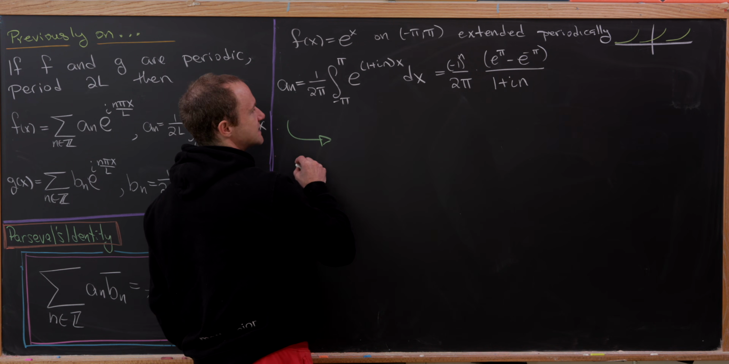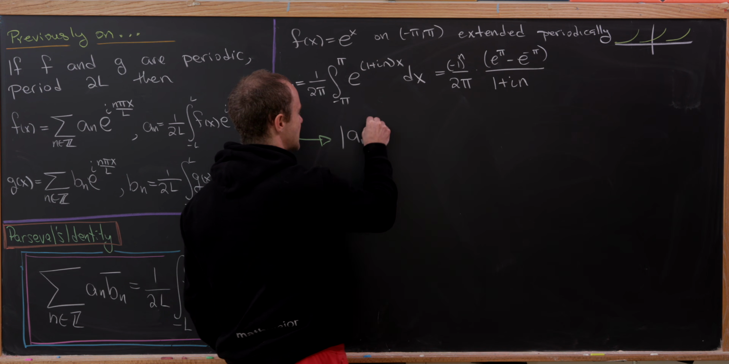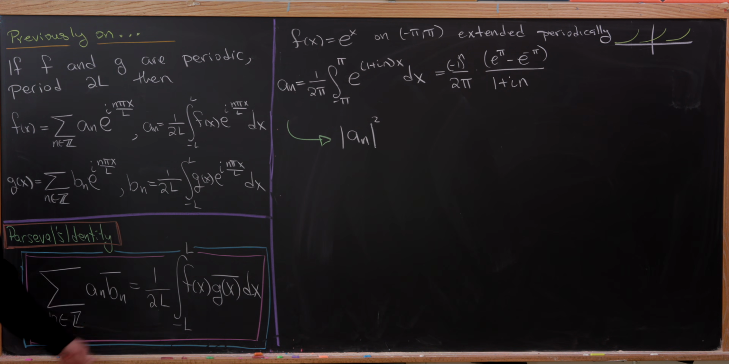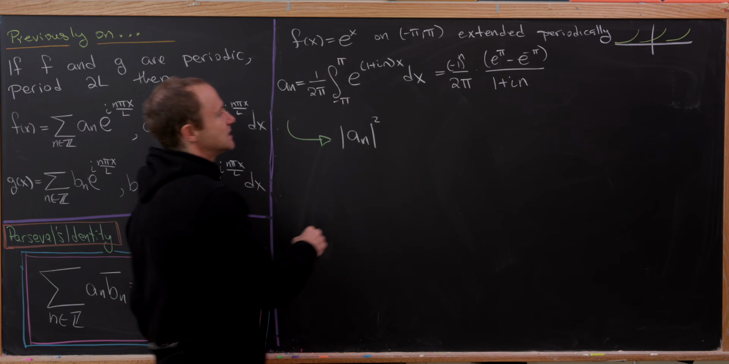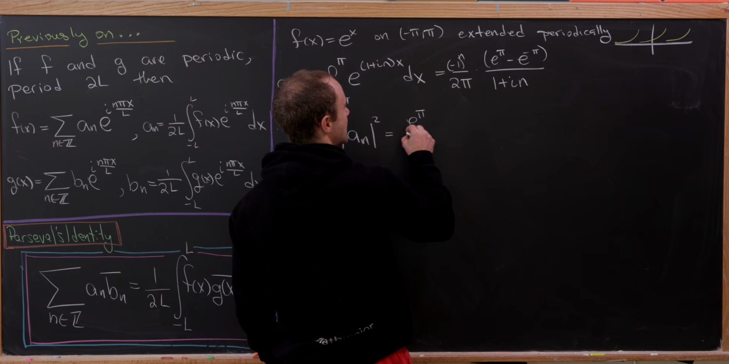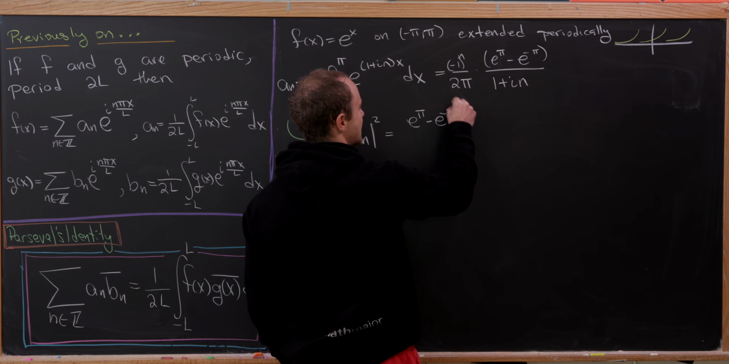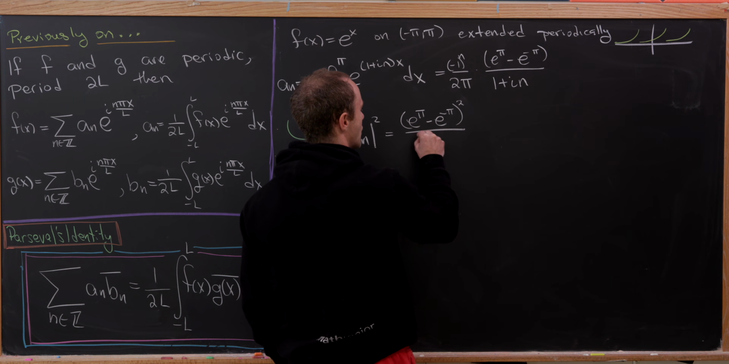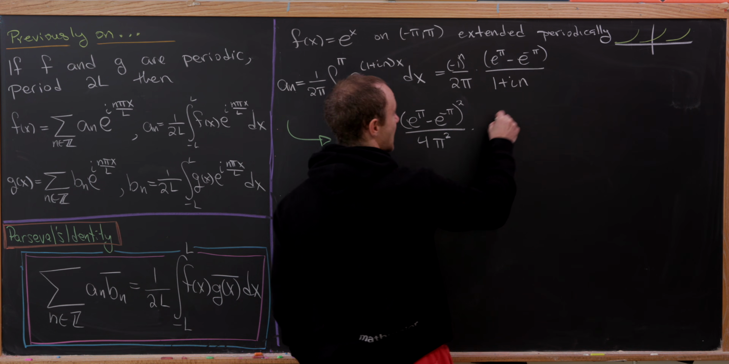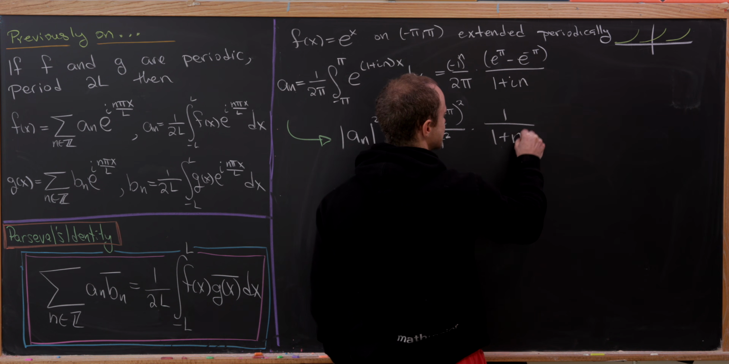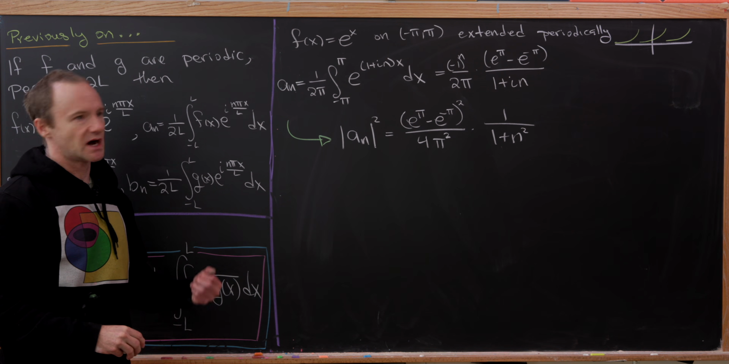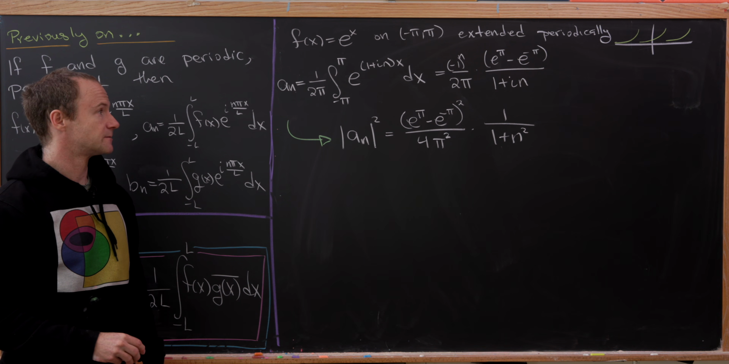So now let's look at the modulus of a sub n squared. In other words, a sub n times its conjugate. So that's going to give us something like this. We'll have e to the pi minus e to the minus pi quantity squared over 4 times pi squared times 1 over 1 plus n squared, just based off of the way the modulus of a complex number works.